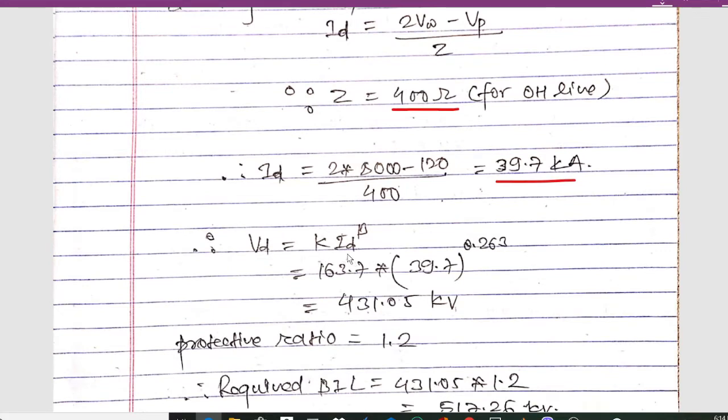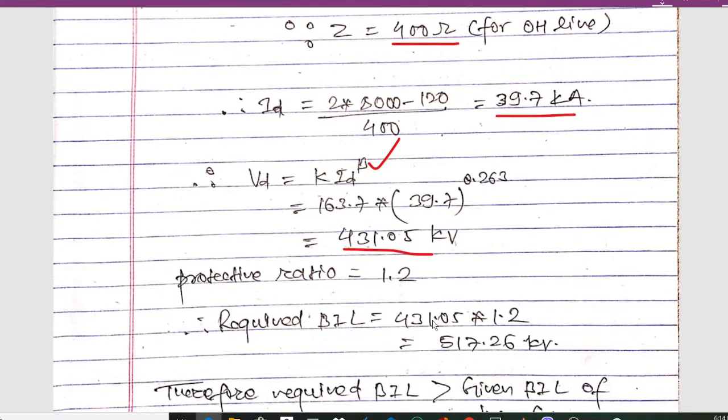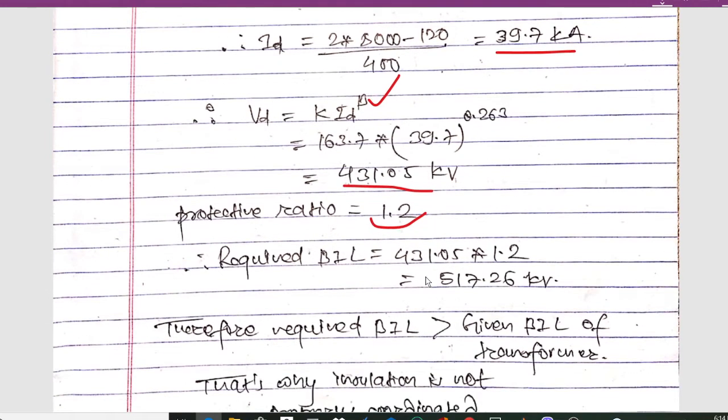So Vd will be K into Id to the power beta, and we have obtained the values of K, Id and beta. Just substitute all the values and we get the value of Vd as 431.05 kilovolt. The protective ratio is given as 1.2, which is also given in the question. So the required BIL will be Vd into the protective ratio, 431.05 into 1.2, and this gives 517.26 kilovolt.